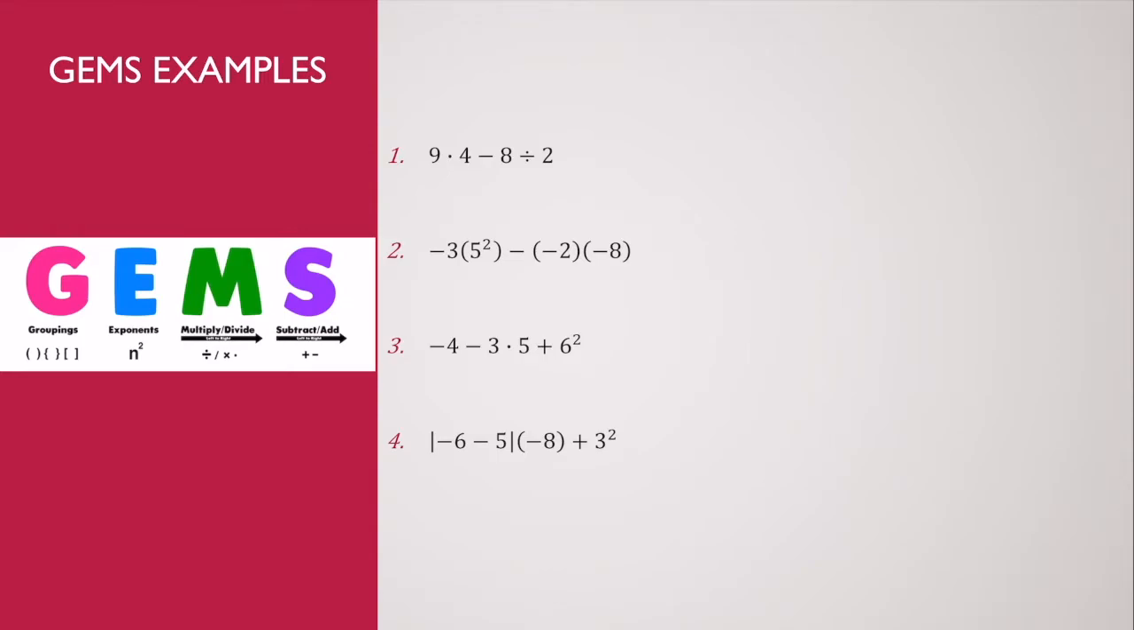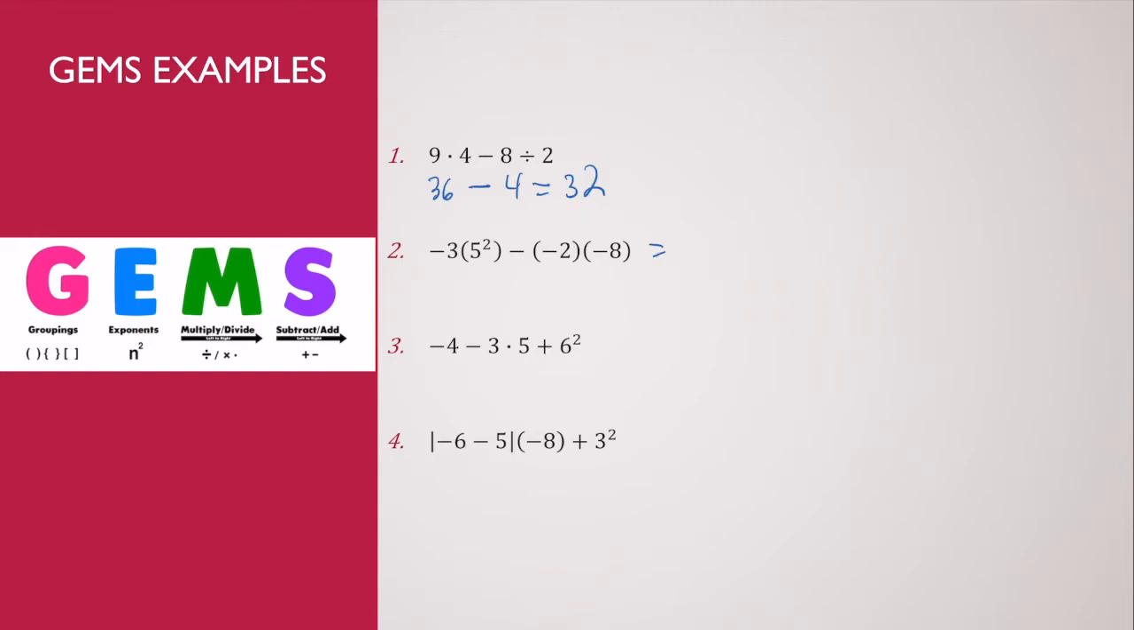So the first thing, G, grouping. Are there any grouping symbols? No. Next, I'm going to work from left to right, doing multiplication and division. 9 times 4 is 36, minus, we don't subtract anything yet. Now we divide. We've got division over here. 8 divided by 2, which is 4. 36 minus 4 is 32.